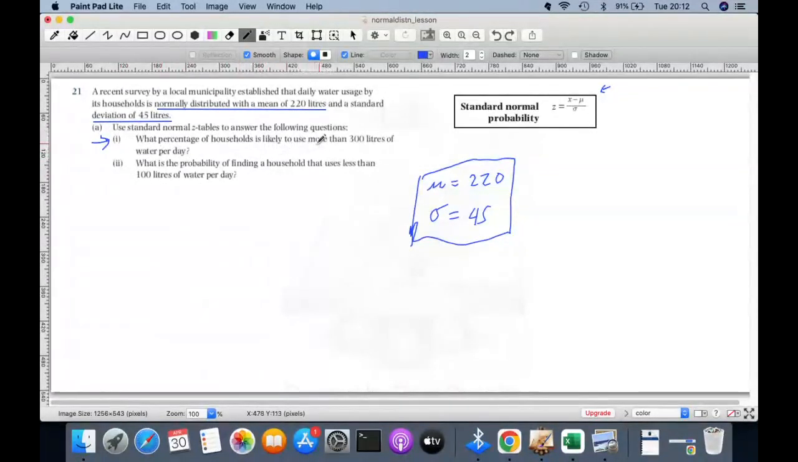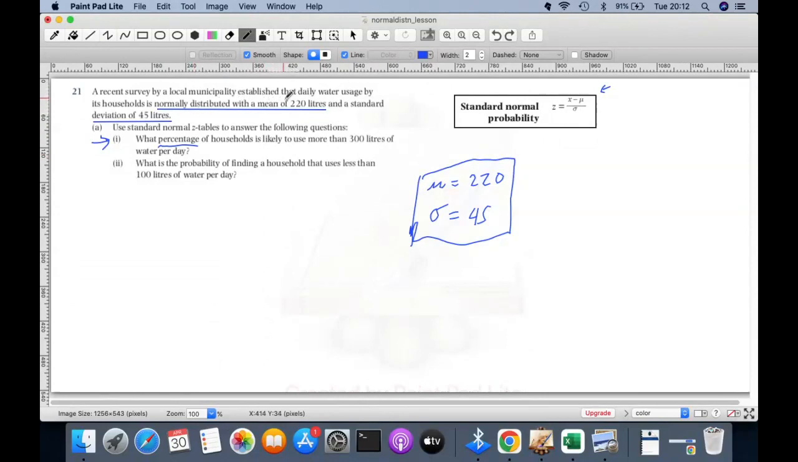It's saying, what percentage of households is likely to use more than 300 liters of water per day? Percentage is the same thing as probability. It's the exact same thing. So they're asking, what is the probability that a household uses more than 300 liters of water per day? I'll read it one more time, and then I'll start writing down some maths to break this down.